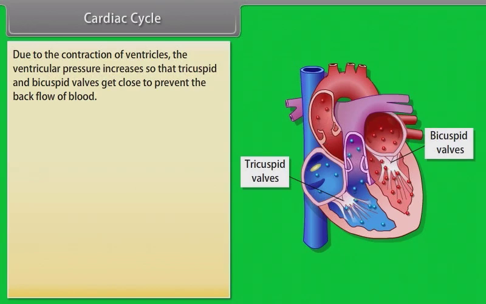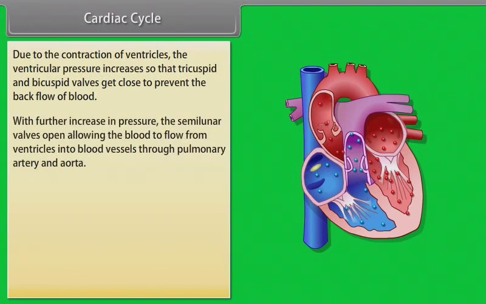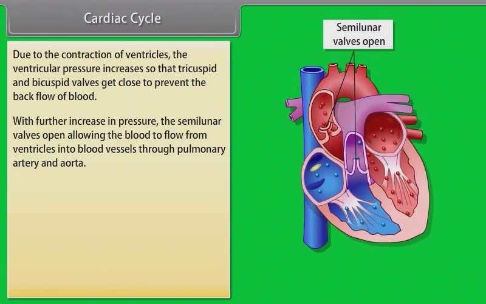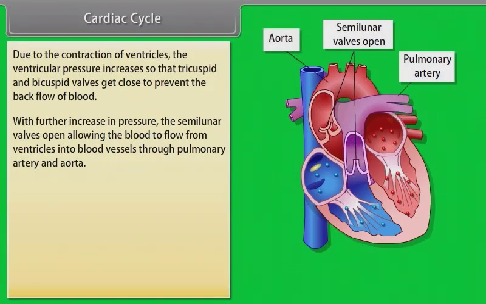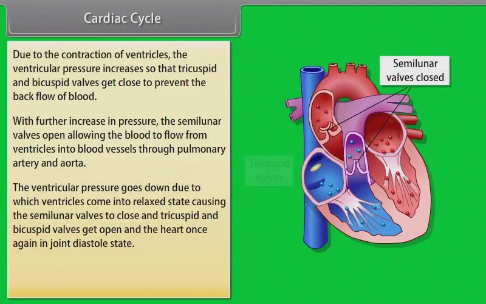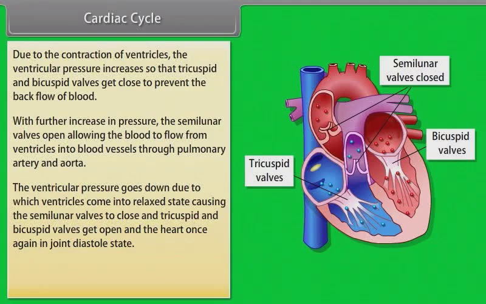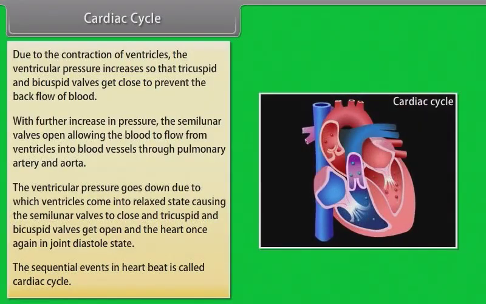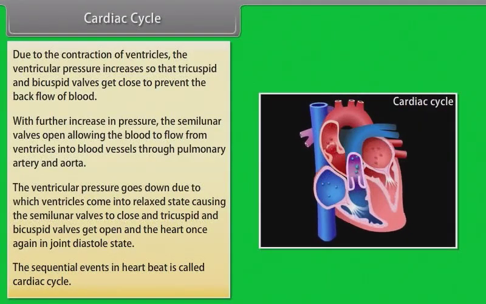the backflow of blood. With further increase in pressure, the semilunar valves open, allowing the blood to flow from ventricles into blood vessels through the pulmonary artery and aorta. The ventricular pressure goes down, due to which ventricles come into a relaxed state, causing the semilunar valves to close and tricuspid and bicuspid valves to open, and the heart once again is in joint diastole state. The sequential events in a heartbeat are called the cardiac cycle.